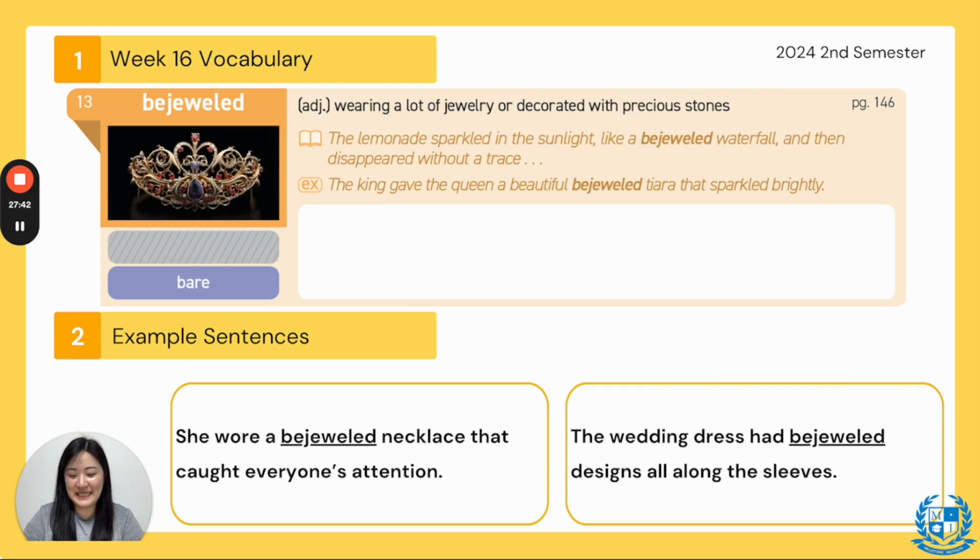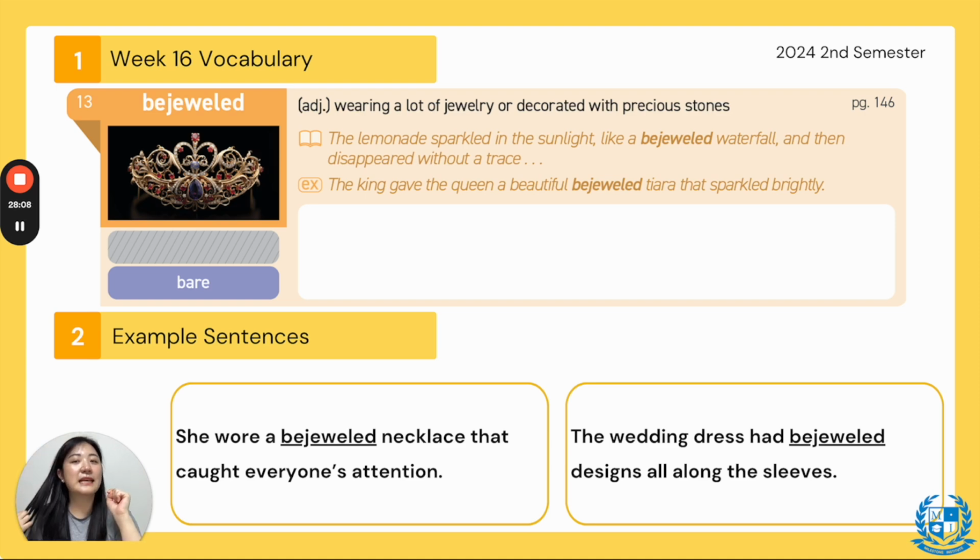Number 13, everyone say bejeweled. Bejeweled. Ooh, so pretty up there. And over here, we only have an antonym, which means bare, which means empty. So let's see what this means. It's an adjective and it says wearing a lot of jewelry or decorated with precious stones. So bejeweled, jewel has lots of jewels. That's a way to remember.